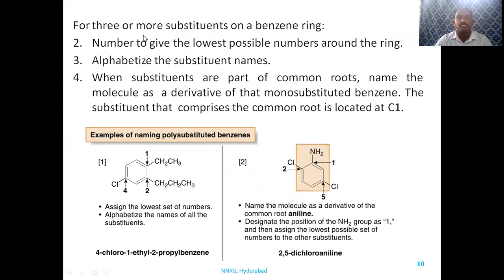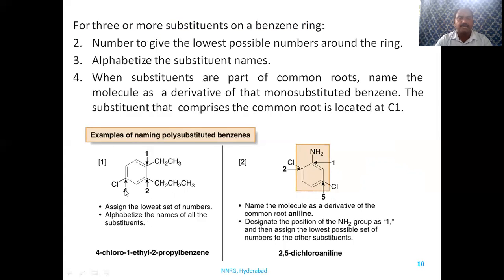So if we have more substituents, three or more substituents on the benzene ring, then we need to number it such that the sum of the numbers is the least possible. So numbering should be done such that the least possible numbers are taken around the ring, and then assign the names according to alphabetical order, then name it.